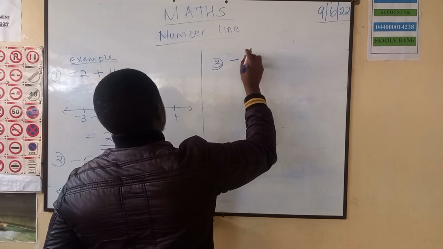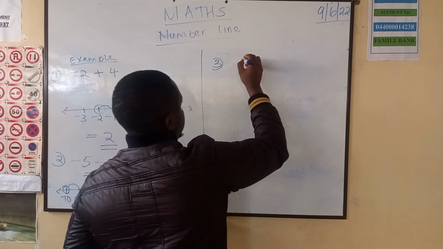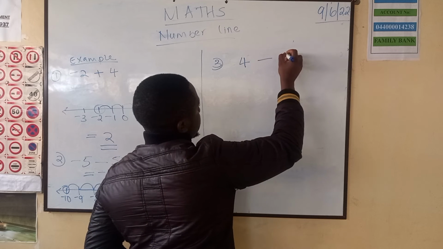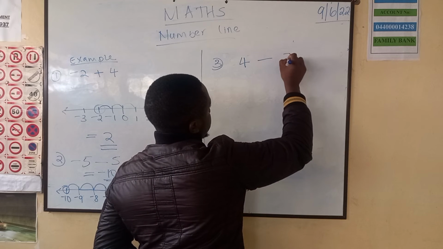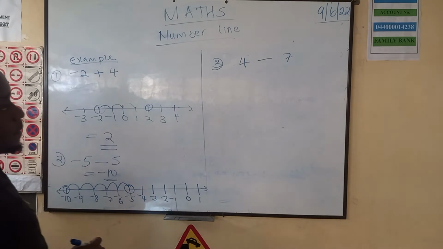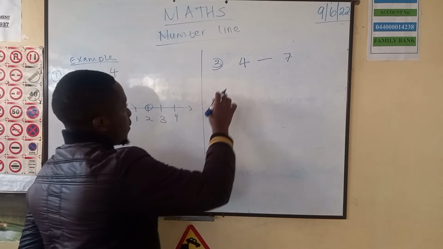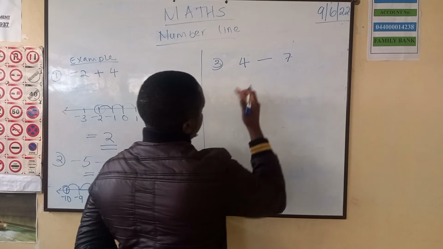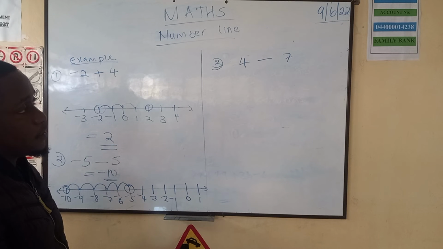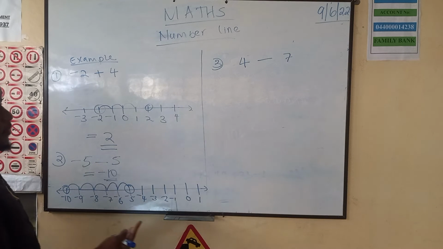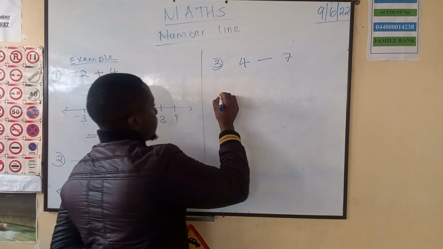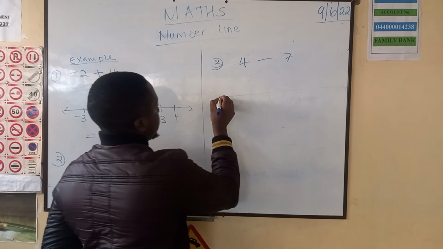Let's do positive first for now. 4 minus, let's say, 7. 4 minus 7. Normally if you are used to this, the answer will simply be negative 3. You can use the example of a shopkeeper again, or you can use the number line. Now let's use the number line.